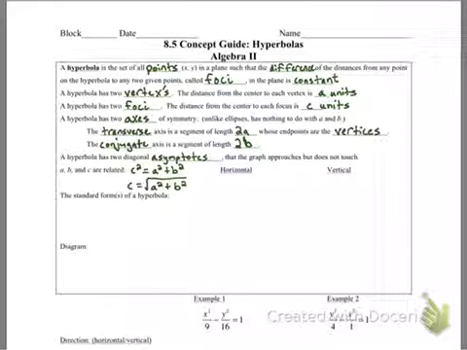All right, guys. My concept guide says 8.5. Yours is 10.4. No big deal. Same concept guide. All right, so we'll roll through this.